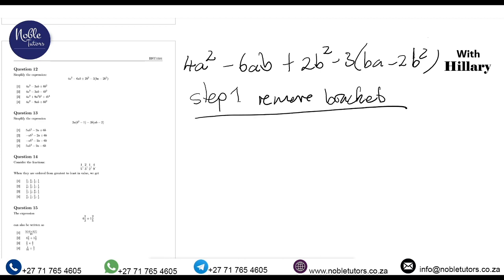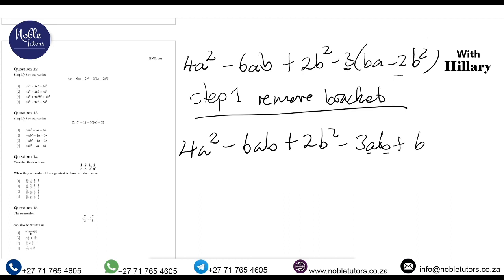When you're removing brackets, everything that is not in the brackets, you write as it is. Then you multiply the number that is outside with everything in the brackets. For example, here 3 times ba will be 3ab. I'm just writing in alphabetical order because a comes before b, but it looks the same thing. Then minus 3 times minus 2 gives us a positive 6b squared. Then we have removed the brackets.